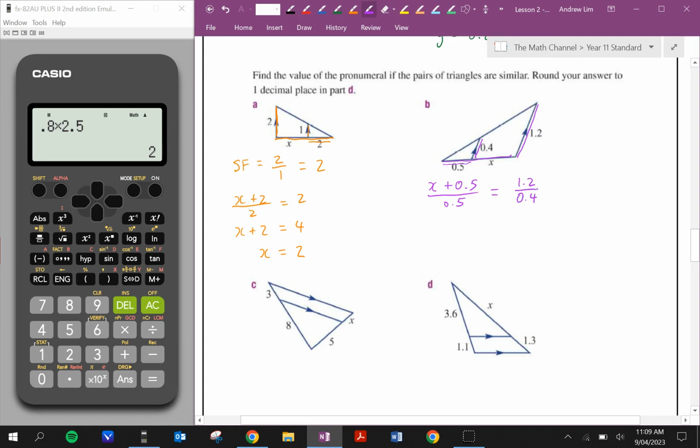So what I can do now is multiply both sides by 0.5, by this one, to get rid of the fraction. So x plus half equals, well, what is 1.2 over 0.4, and what's that times the half? That is equal to 1.5. Therefore, we can now just subtract half from both sides, so x is equal to 1.